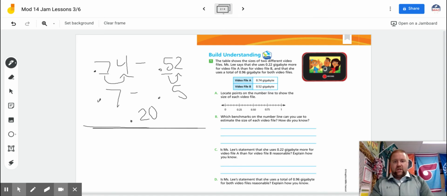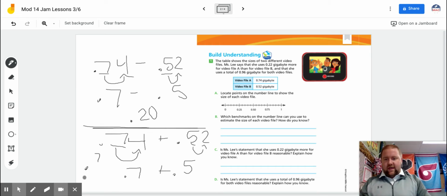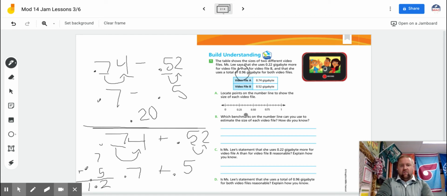When we look at the other one, where it says a total of 96 hundredths gigabytes, let's see. If we round these again, 74 hundredths, and then we're adding 52 hundredths, we use some estimating here. We look to the neighbor, and this would be 7 tenths. Look to the neighbor, and this would be 5 tenths. When we add these together like we did in our last lesson, we line up the decimals. 7 tenths plus 5 tenths gives me 1 and 2 tenths. So is 96 hundredths gigabytes a reasonable estimate? Yes, it's reasonable, because 1 and 2 tenths is close to 96 hundredths.